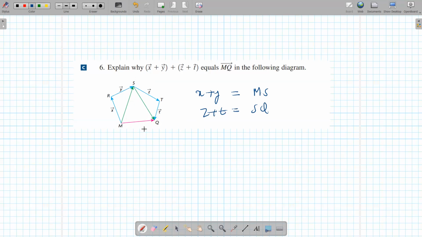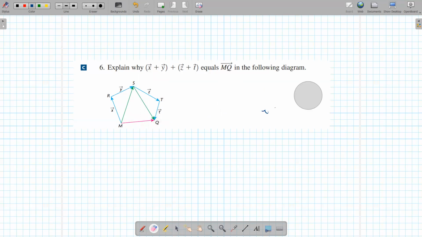So now if I add MS with SQ, what do I get? SQ is going this way, MS is going up. MQ. Yeah, and that's it. So MS plus SQ gives you MQ, and you're done. Okay?